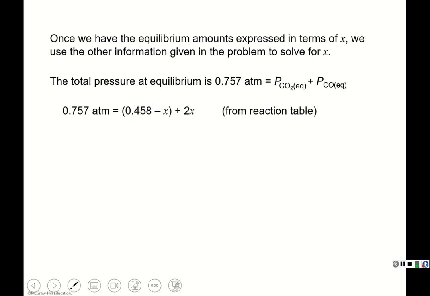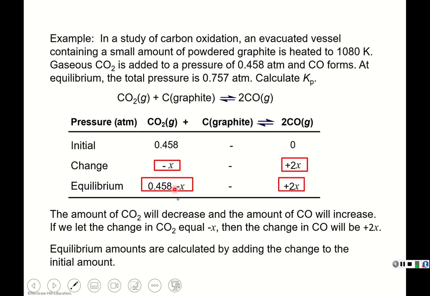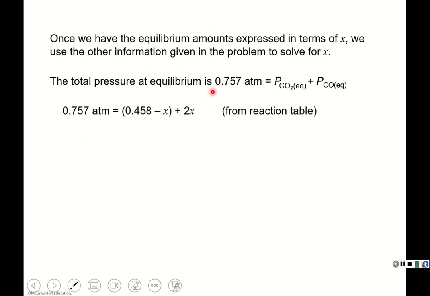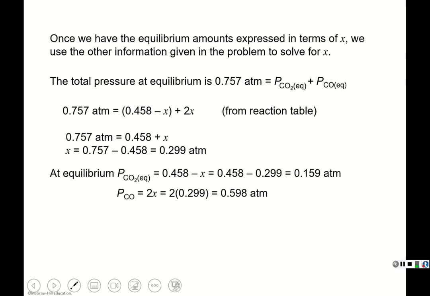If we back up to the table and put in our two equilibrium values for those concentrations, they have to add up and equal that total pressure. So we get this final expression from the reaction table, and then you can rearrange this and do algebra to solve it. And x is 0.299 atmospheres.